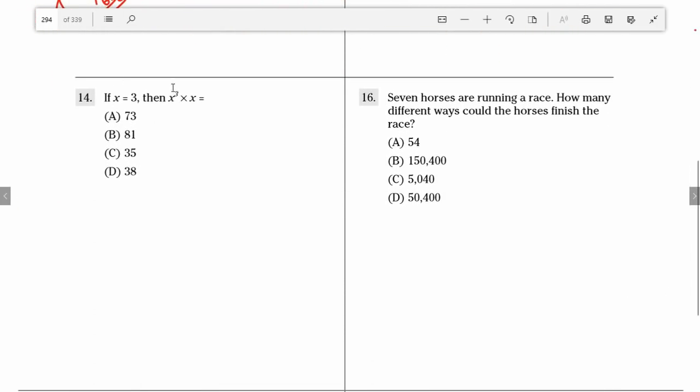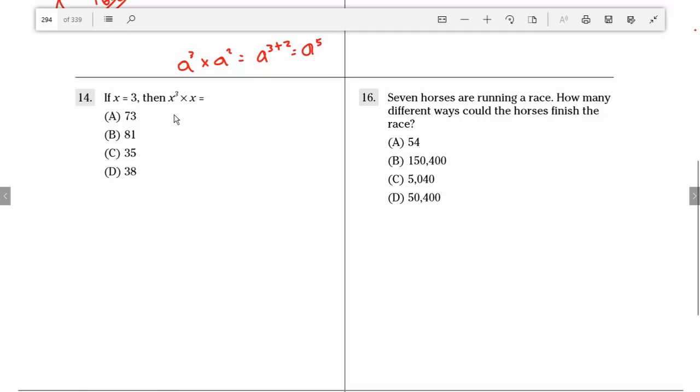If x equals 3, then x to the third times x equals... Okay, again, testing your knowledge of the rule of exponents. Again, a to the third times a squared would be a to the third plus 2, or a to the fifth.